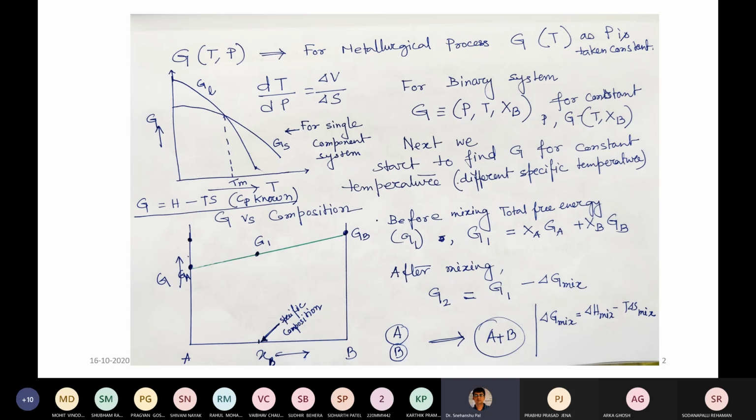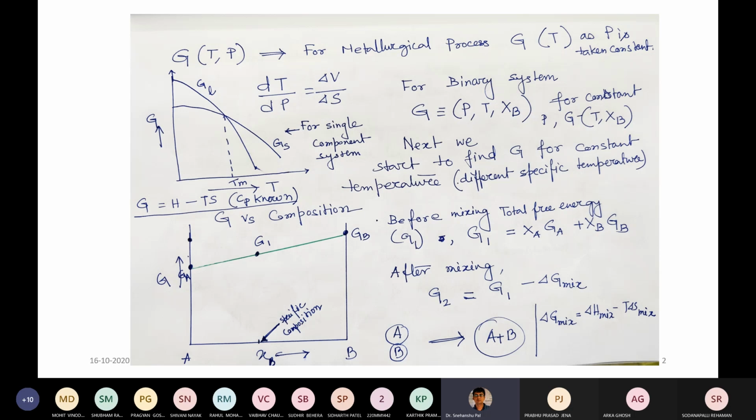Then we take XA mole fraction of A and XB mole fraction of B, and when we sum them up we get the value of 1. Now we have to understand how we calculate a single component system, then we can understand how to calculate a binary system or multiple component system. For a single component system, what do we do? Gibbs free energy calculation. If G equals H minus TS, and if you know the Cp value, then you can easily calculate the Gibbs free energy at a particular temperature.